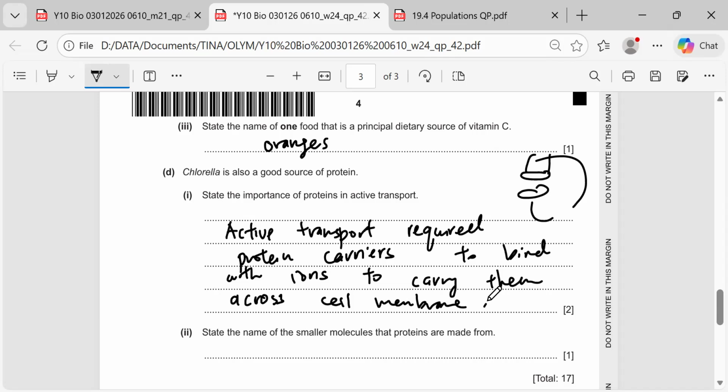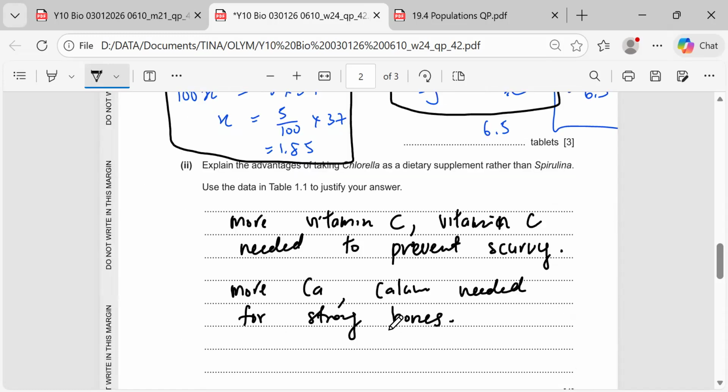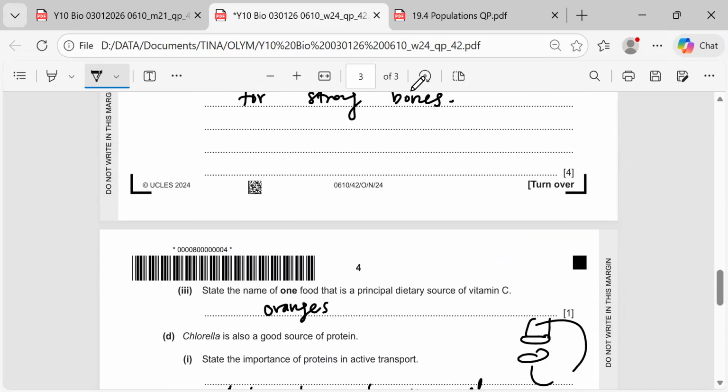State the name of the smaller molecules of protein. You don't know this, we all sit down and cry. Amino acids. Okay, let's go to the next chapter.